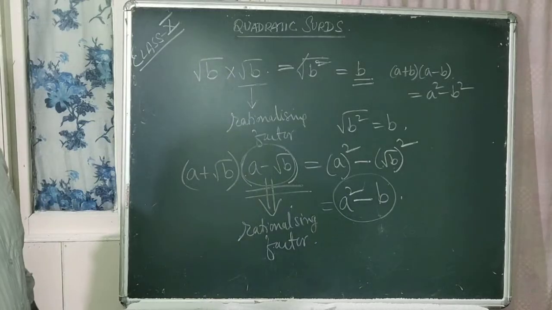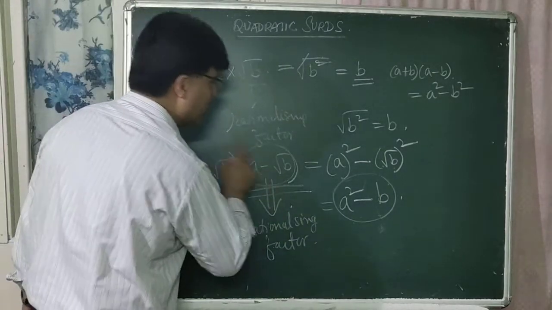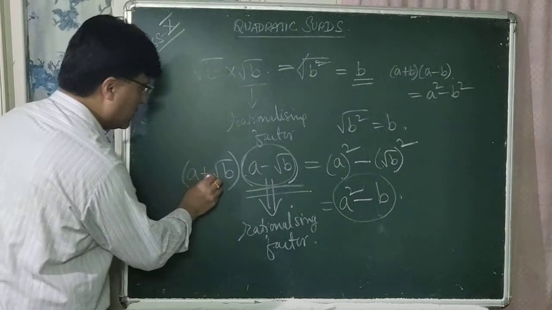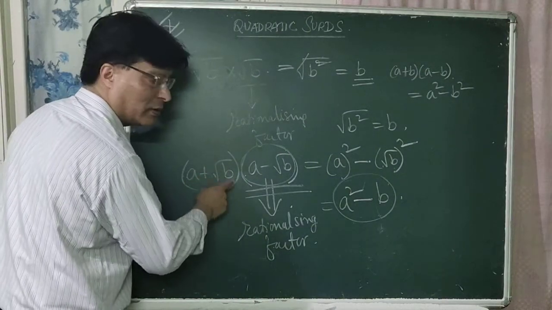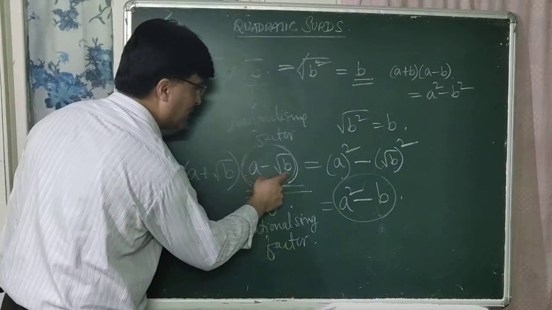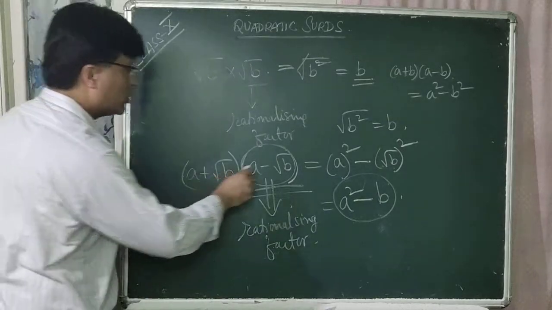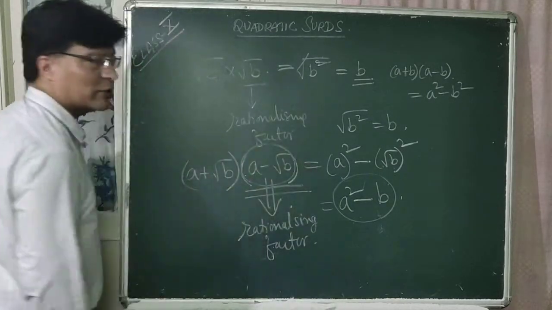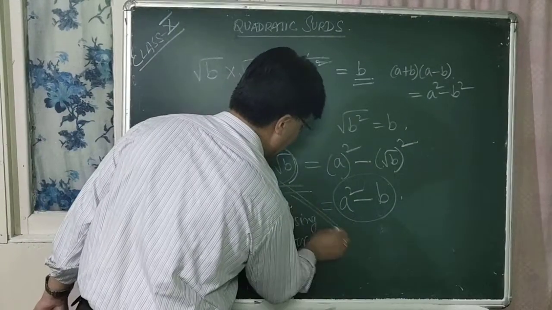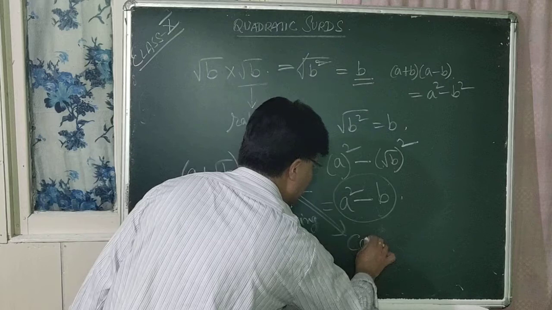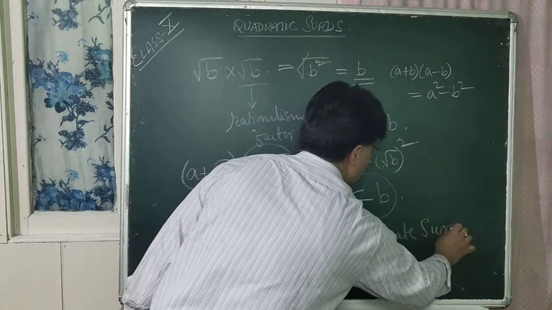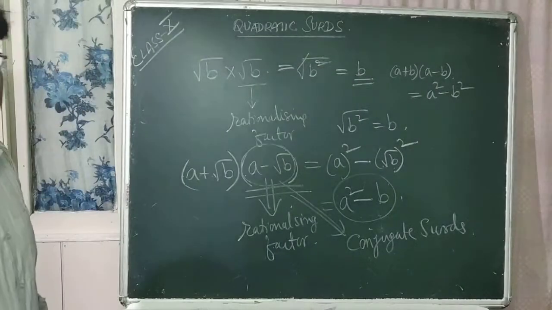We also call a minus root over b the conjugate surd. For a plus root over b, the rationalizing factor is a minus root over b, right? This a minus root over b is also known as what? Conjugate surd. This is also known as conjugate surd.